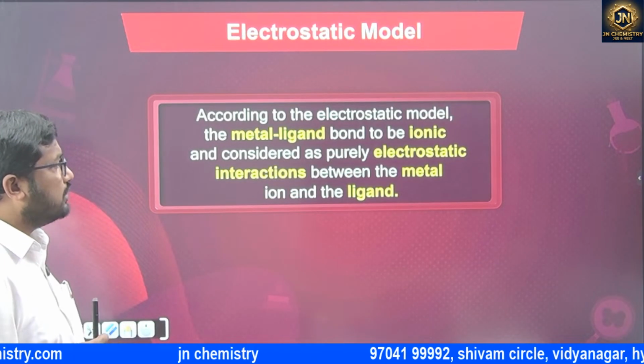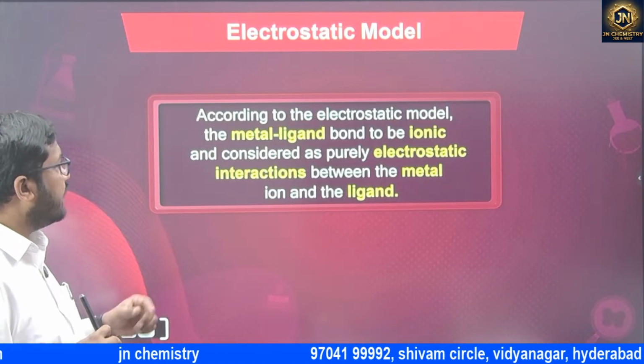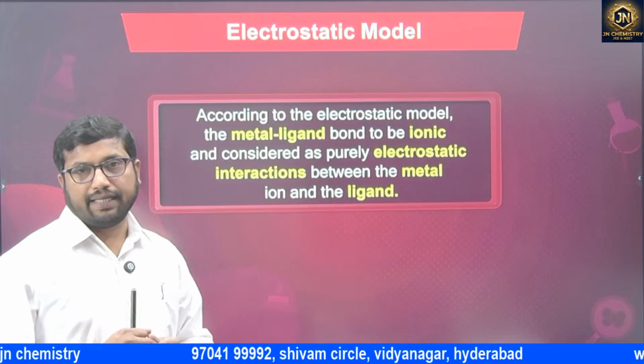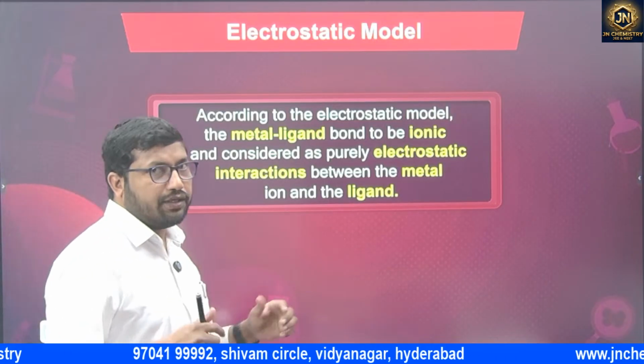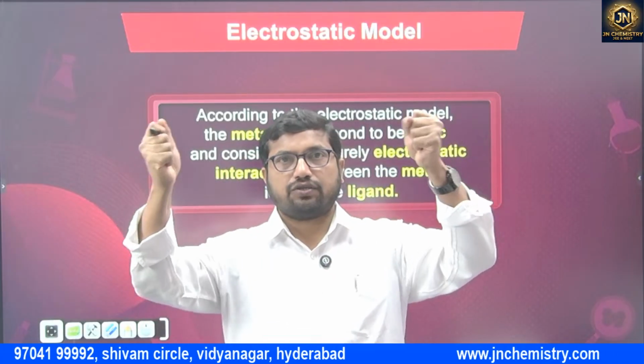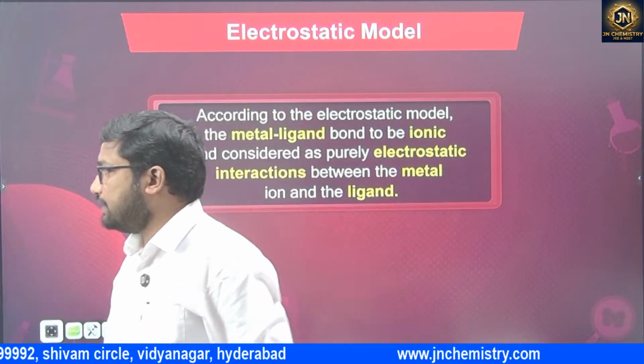Next, according to this electrostatic model, the metal-ligand bond is ionic, right? And it's a purely electrostatic interaction between metal and ligand. Write it down. I told you ionic bond, right? Ionic bond means what? Cation and anion are there, so electrostatic forces of attraction are present between them.